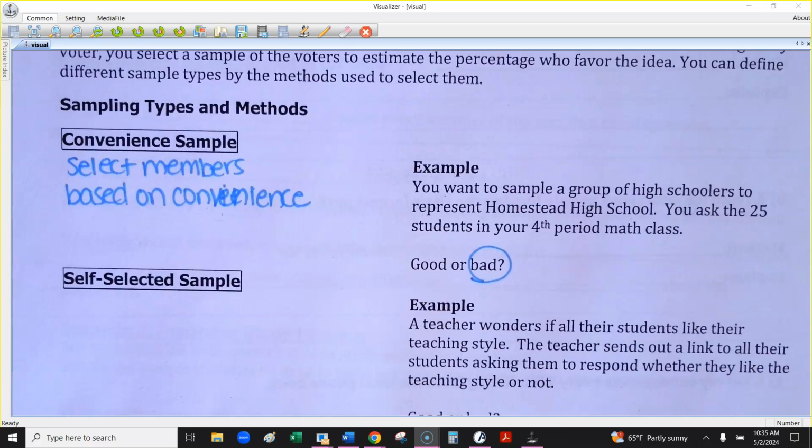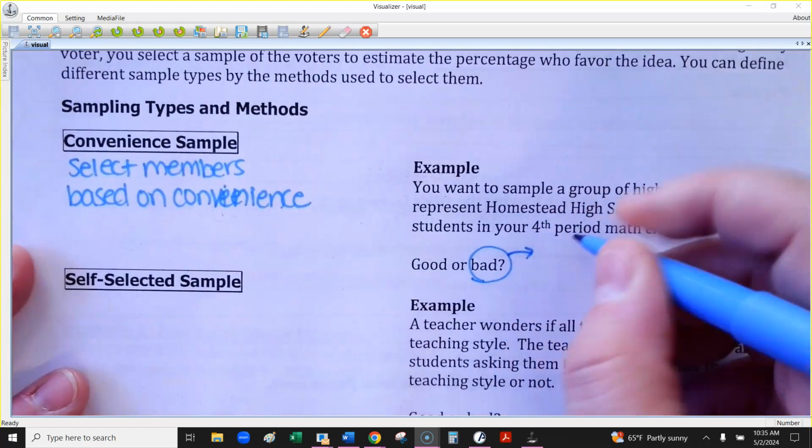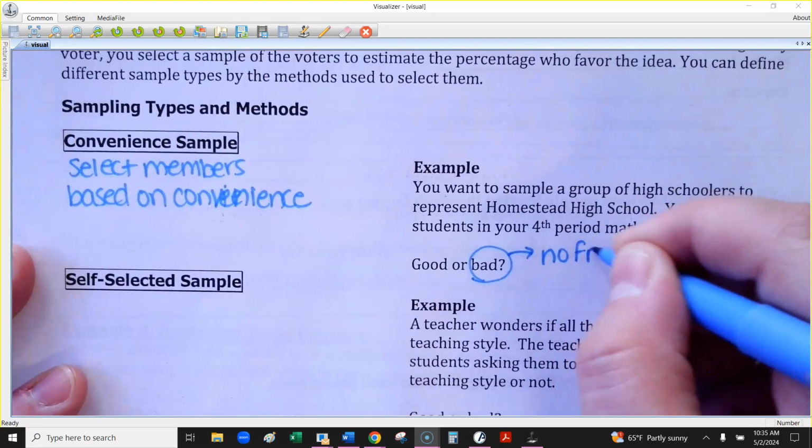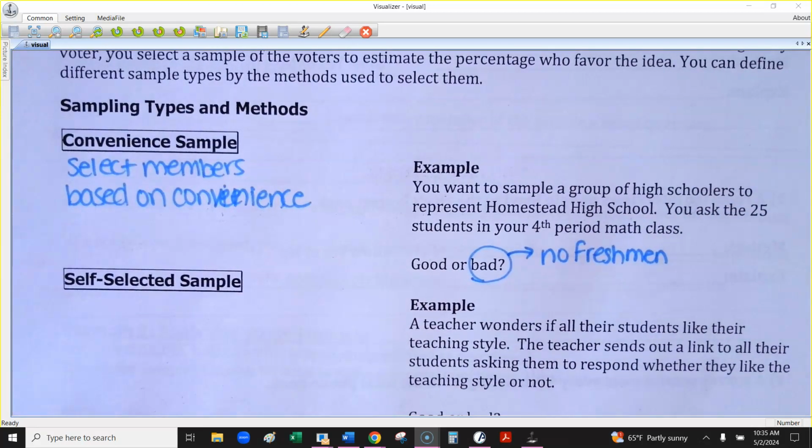So in general, I would say it just depends. Like I said, you could defend this, but if we were specifically talking about here, I would say, for example, why is this bad? I have no freshmen in this class, so we're not representing them at all. Or I could say you would have to be in a math class to be in this sample, and not everybody in the school is in a math class.